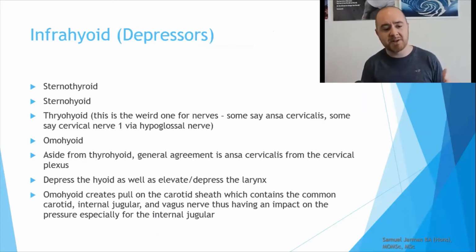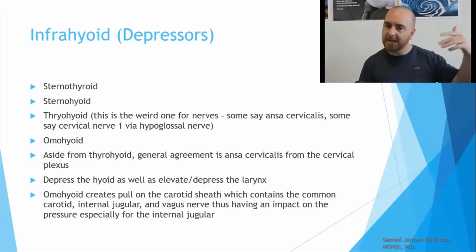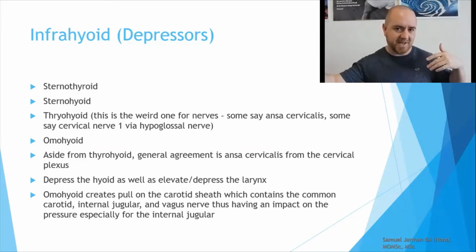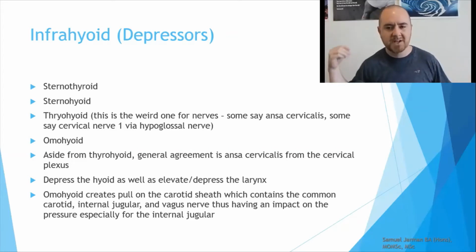The infrahyoids, you have the sternothyroid, so that goes from the sternum to the thyroid gland. The sternohyoid, so from the sternum to the hyoid bone itself. The thyrohyoid, now this is the one that's weird for nerves, as with, I believe it was geniohyoid, where some will say just ansa cervicalis, some will say the cervical nerve 1, the anterior primary rami, or segmental branches, in concert with the hypoglossal nerve. So there's a little bit of lack of clarity again there for the innervation, but the thing that's agreed on is C1, or branches from C1.